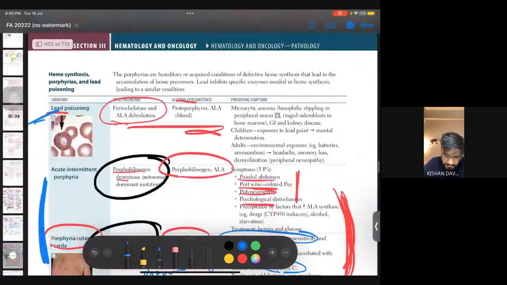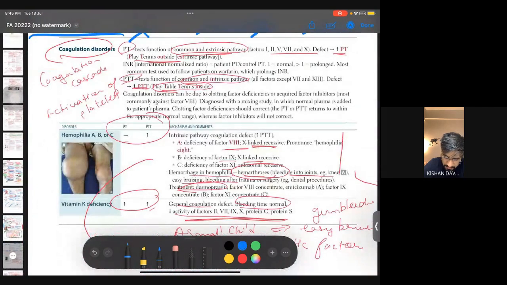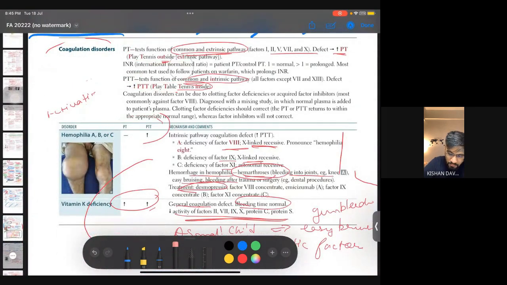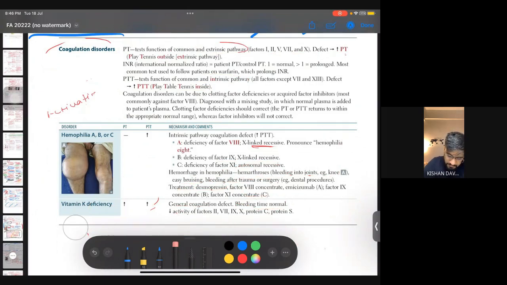Yeah, so here we have bleeding disorders. Okay, so let's just see. As we saw, PT will be looking out for the extrinsic and PTT will be for intrinsic. This is clear. Just remember this mnemonic: PT play tennis outside and PTT play table tennis inside.